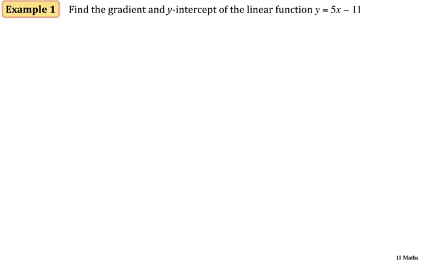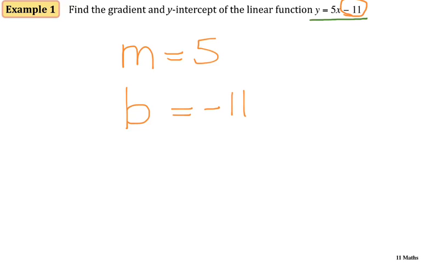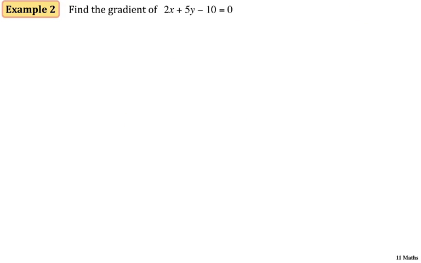Let's try some examples. The first one. First thing we want to do is find the gradient and y-intercept of the line y equals 5x take 11. So we look at the line and we say, what is the number in front of the x? Well, it's the number 5. So the gradient equals 5. What's the constant term on the end? Well, it's not 11, it's actually minus 11, which means the y-intercept, or b, is equal to minus 11. And there's our answer.